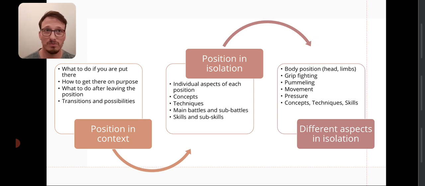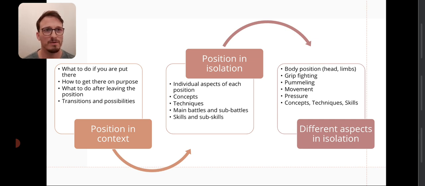So you have looked at the position in isolation, and you have looked at different aspects in isolation, and then it's very important to go the path back again. So you have to move from isolating each aspect to actually putting it back into the position. And after that, at the end of a training cycle, you should have all the different aspects isolated, put them back into the position which you look at in isolation, and then integrate that back into the game that you are playing, or that the student is playing.